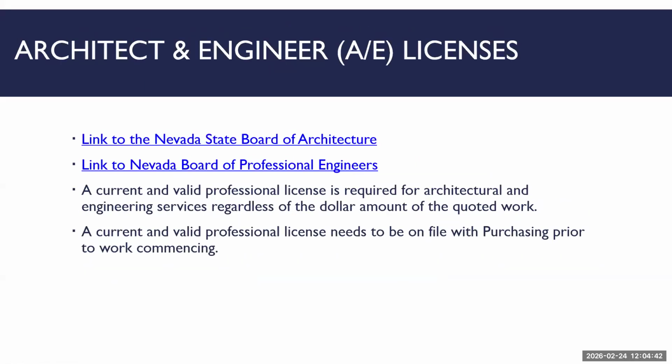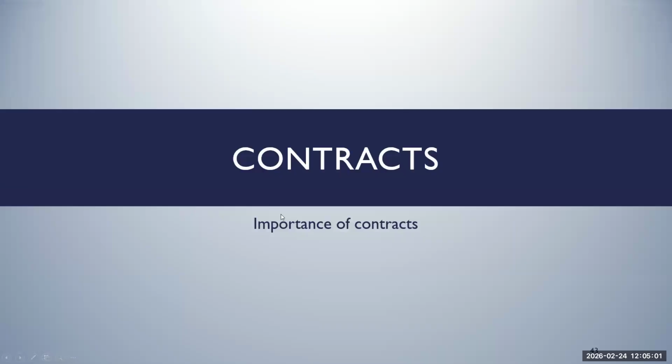And then lastly, the A&E licenses. This has a link to the Nevada State Board of Architects and also links to the Nevada Board of Professional Engineers. So definitely important. These are other ones that need to be on file with purchasing prior to the work actually commencing. So important to make note of all of those.